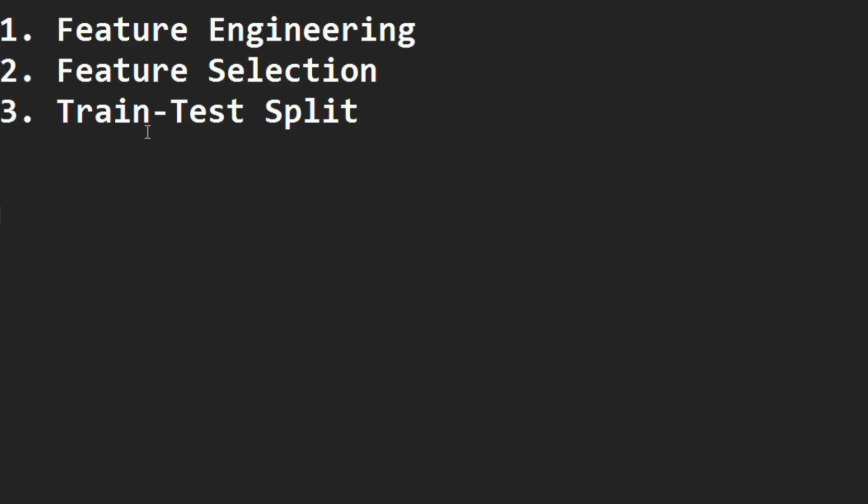First, we will learn what is feature engineering. Feature engineering is a process of transforming raw data into useful information that helps machine learning models make better predictions. So it helps to transform the raw data into useful information that helps machine learning models make better predictions and get good accuracy.